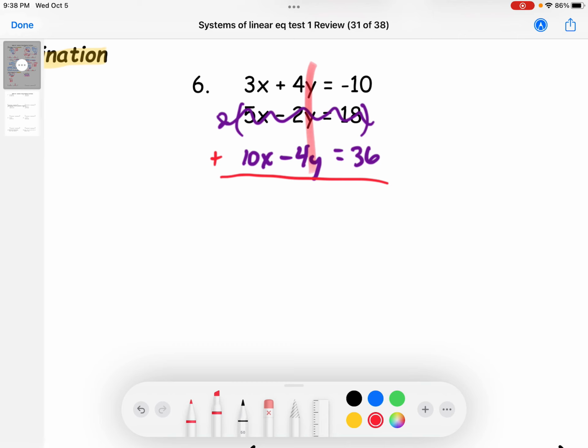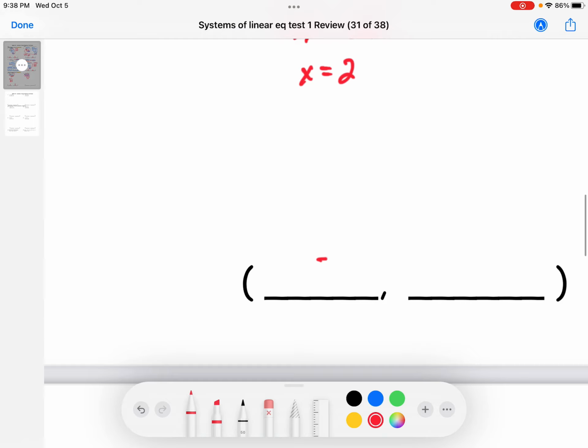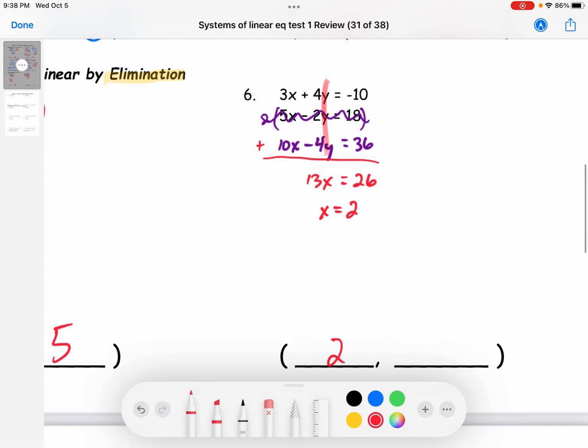We've got 3x plus 10x. We'll have negative 10 plus 36. And there we've got it. We do some quick division. X is equal to 2. Boom. Plug that one in right there.